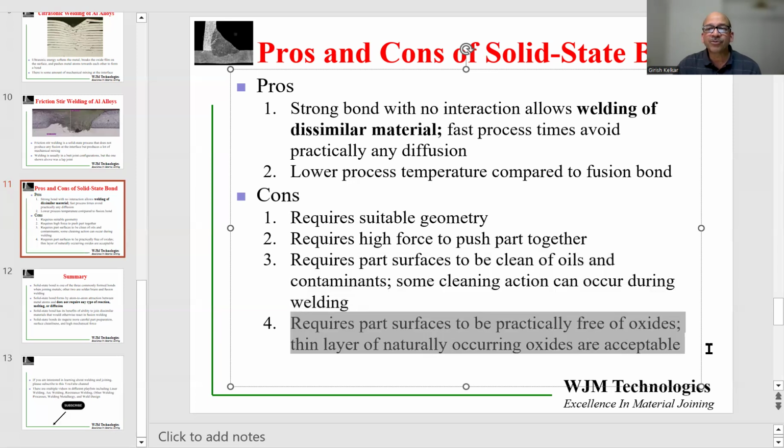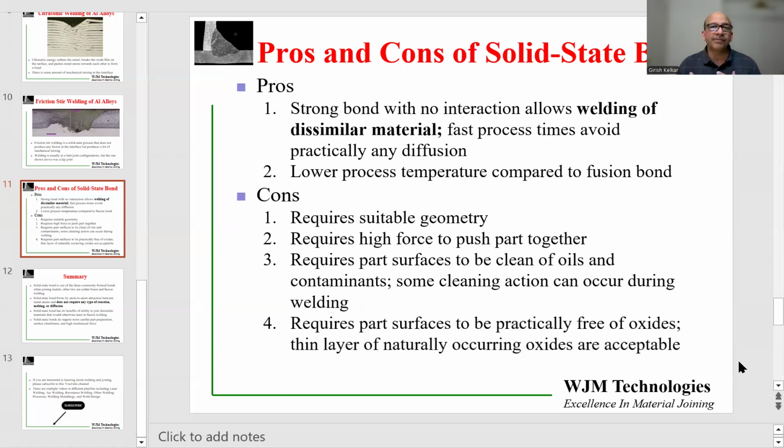It does require parts to be free of oxide. Here you do not want specially grown oxide layers on the surface. For example, aluminum. Naturally occurring aluminum is bright and shiny. It is going to have some amount of oxide, but that is acceptable. But there are some applications where you have anodized the aluminum to grow a special thicker layer of oxide, and that is not acceptable for solid state welding.